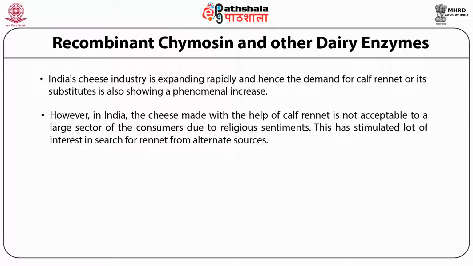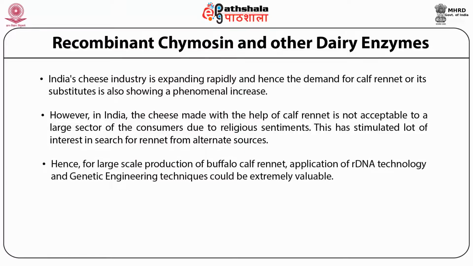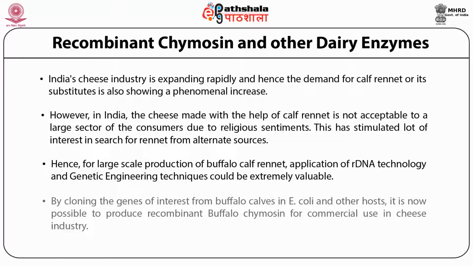Many people do not want the rennet which is obtained from the calf after slaughtering it, which may raise ethical issues. Hence, for large scale production of rennet enzyme, people have used biotechnological tools or genetic engineering to produce a higher quantity of rennet. By cloning the genes of interest from buffalo calves in E. coli and other hosts, it is now possible to produce recombinant buffalo chymosin for commercial use in the cheese industry.